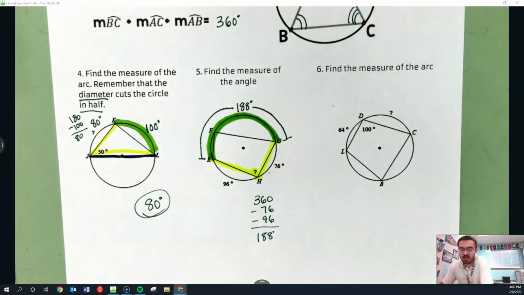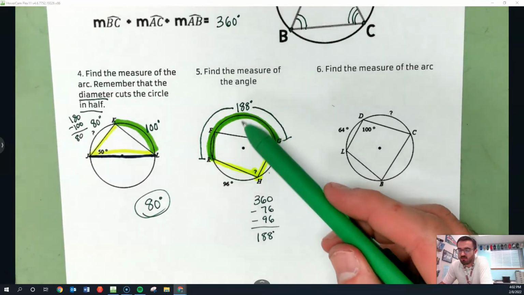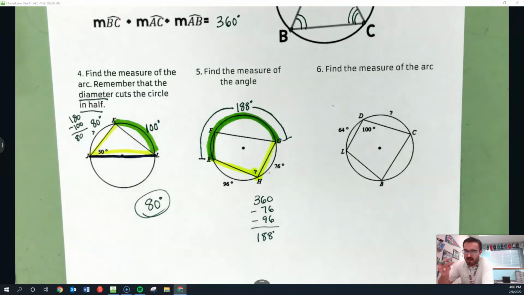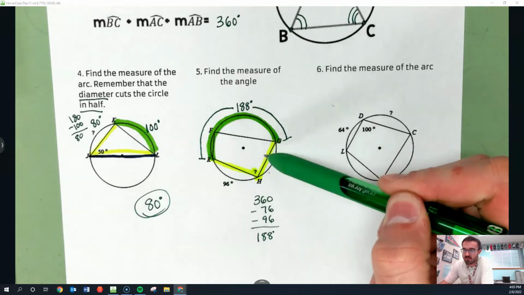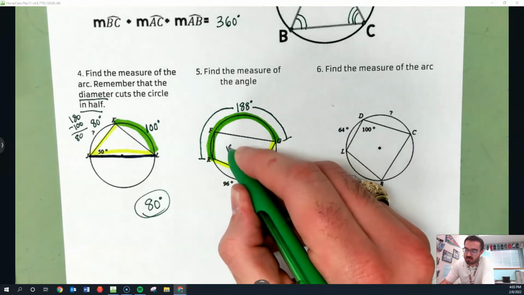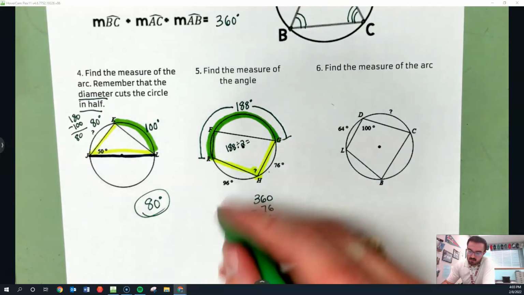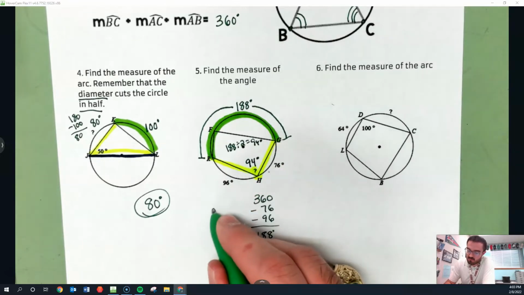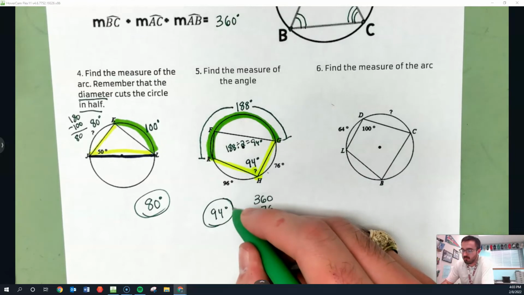Okay, that's cool. That's good to know. Now, at this point, you should probably be able to figure out how do we figure out what the question mark is. Okay, there's a pattern, guys. It has given us the arc. What is the inscribed angle? 188 divided by 2 equals something. 94. So this angle right here is 94 degrees.